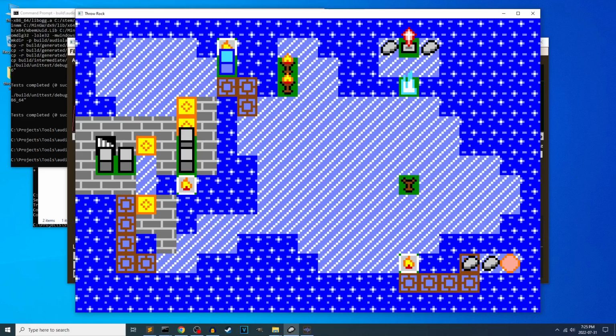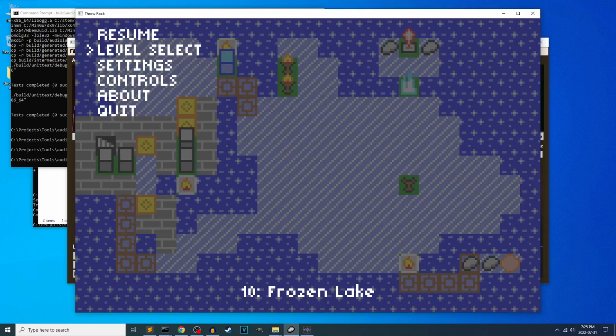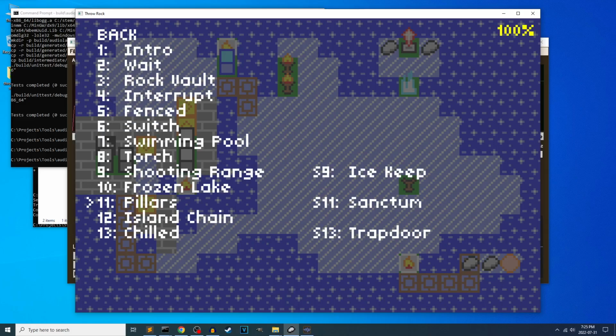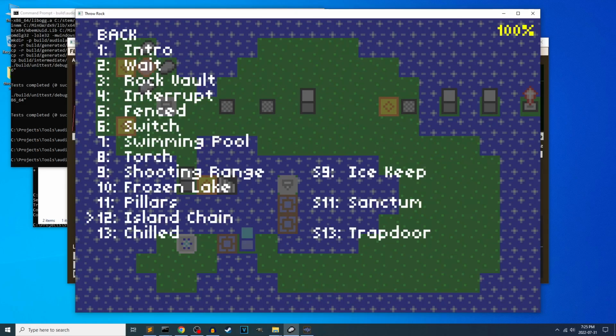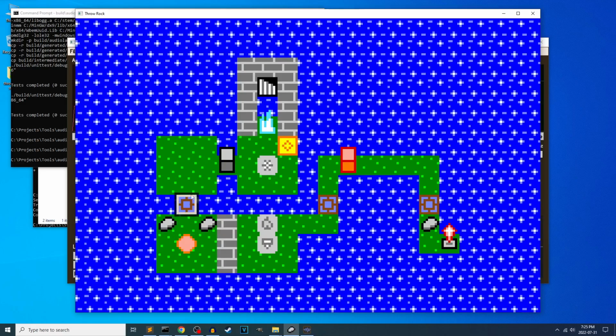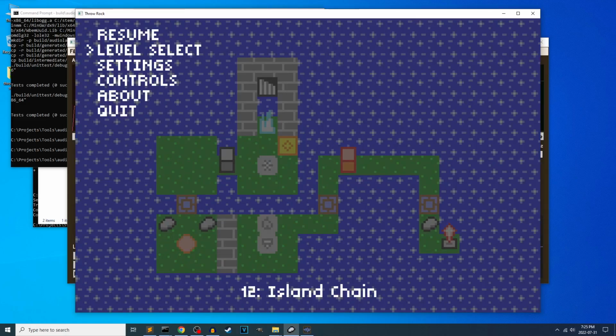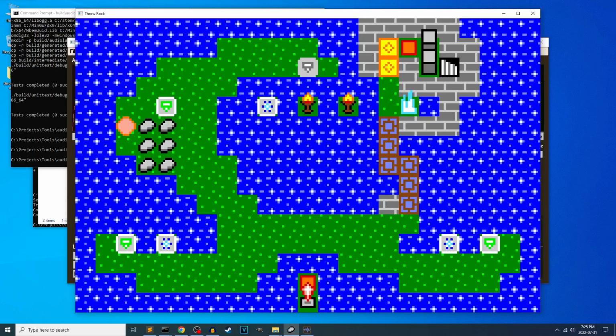Okay, Frozen Lake, you're learning about the fire token. That's its first appearance. So this is kind of the learning zone. Then Pillars, still just learning about the wind token, I guess. Then you get to Island Chain, you just test what you knew. I guess this is probably where I'd bring it back to the standard music track that actually ended up in the game. And then Chilled is kind of the conclusion of everything. Put all that you know together to get this puzzle done.